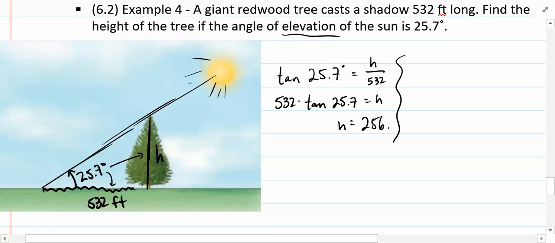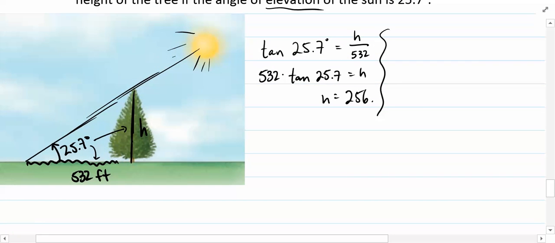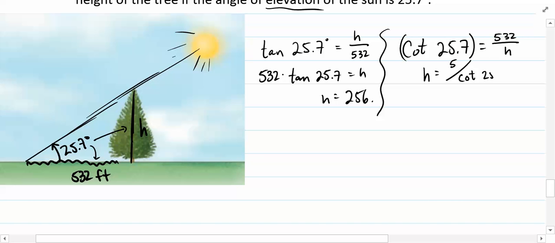Now it is important to know that we can use the cotangent function here as well. Cotangent of 25.7, instead of being opposite over adjacent, would be adjacent over the opposite. And so the way we would solve this is we would move h to the other side of the equation, and we'd move this entire piece, cotangent of 25.7, to the denominator of this fraction. That's the algebra shortcut I was talking about last week and a few other examples. We have cotangent of 25.7 now in our denominator.